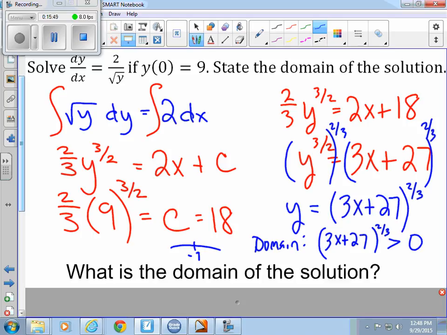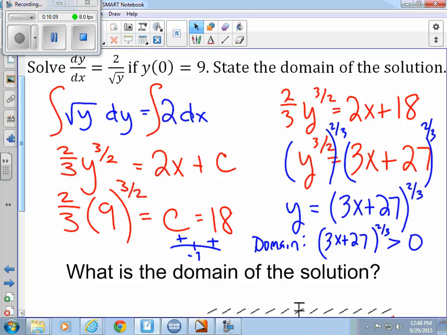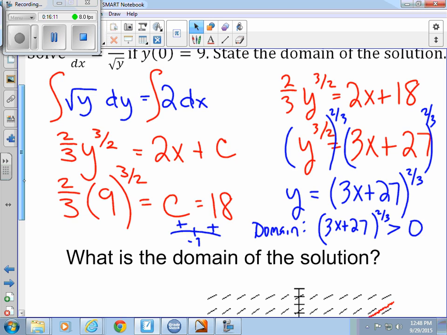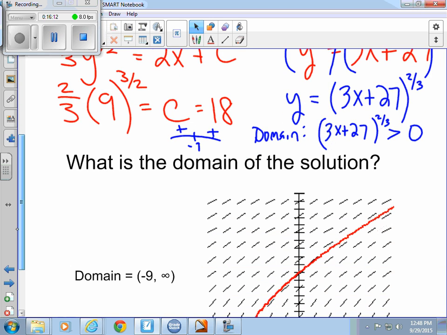What do you think? Why did I put that? It's squared, isn't it? It's actually plus and plus. So the domain is negative infinity to negative 9, and negative 9 to infinity.